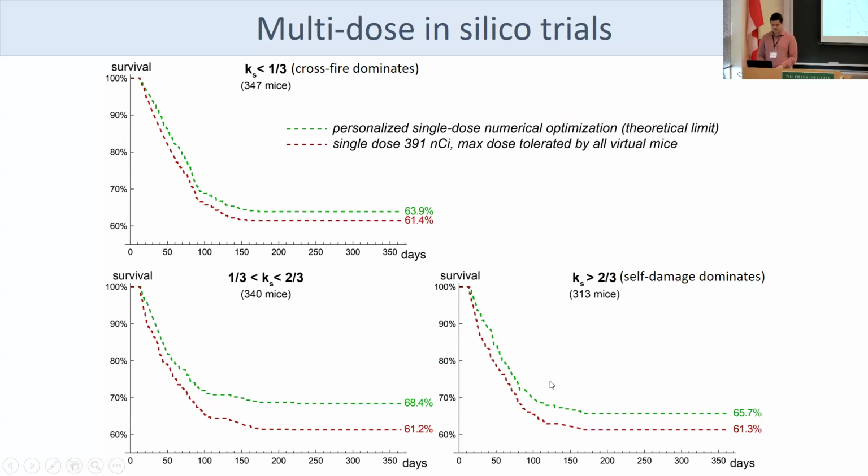Green curves correspond to numerical optimization of the single dose, assuming precise knowledge of all the model parameters. And the greatest increase in efficacy is achieved for the group with intermediate values of Ks, because these mice benefit both from slow decrease of crossfire irradiation rate and from redistribution of a part of radioconjugates to newborn viable cells that promotes their prolonged self-damage radiation.